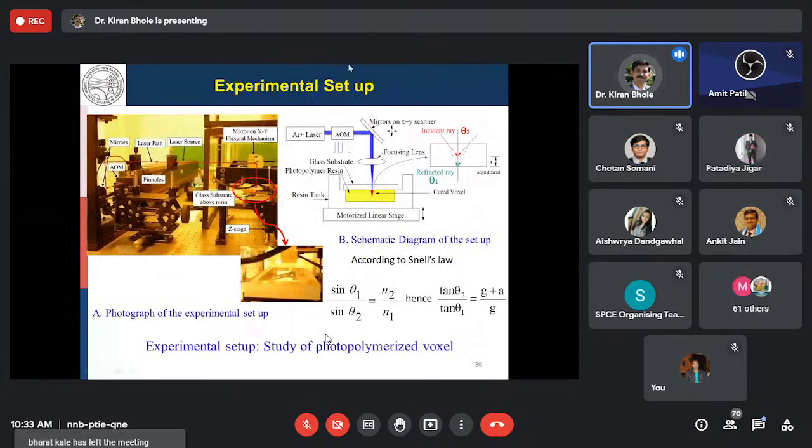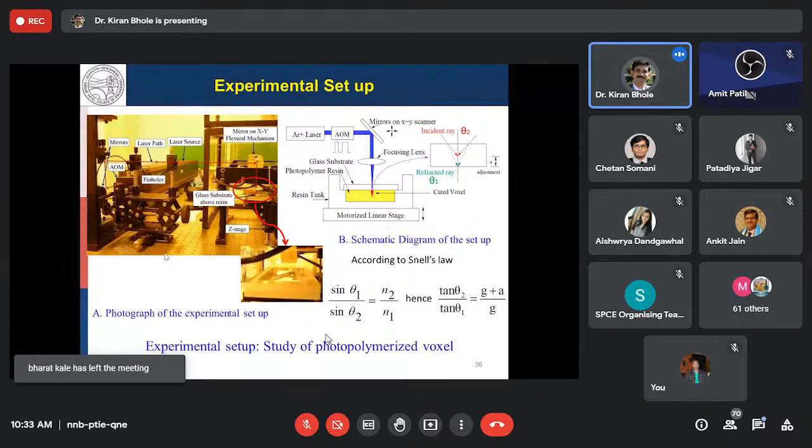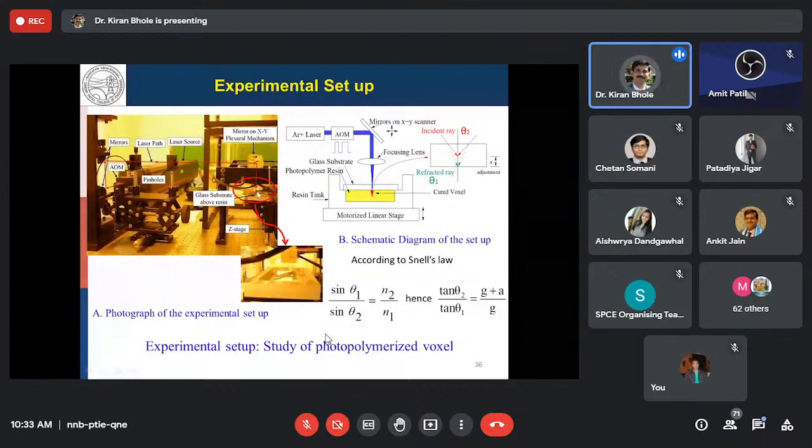So this is the improvised setup for the bulk lithography. Again we have the argon ion laser, then the acoustic optical modulator, then the mirrors. Through the mirrors this laser light is passed through the pinhole onto the mirrors mounted on the flexural mechanism, and through the flexural mechanism the light is focused at the interface between the transparent substrate and the resin.